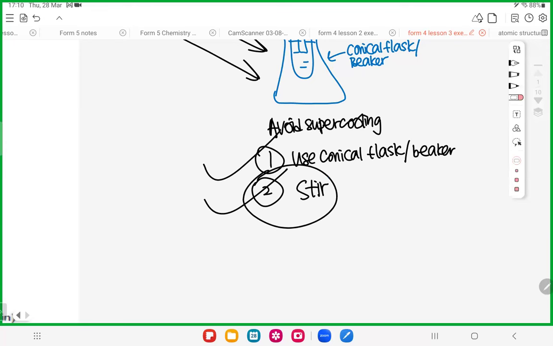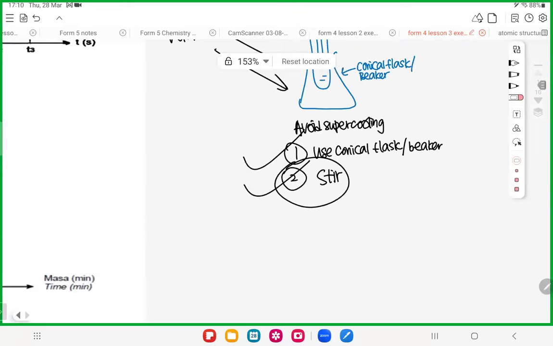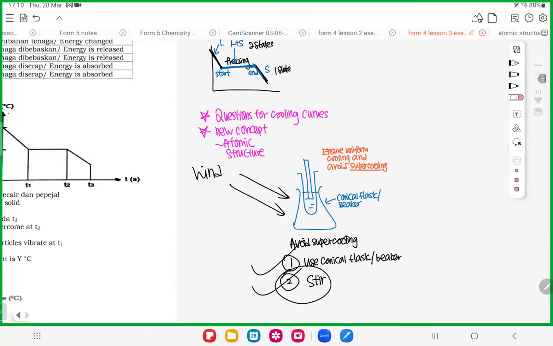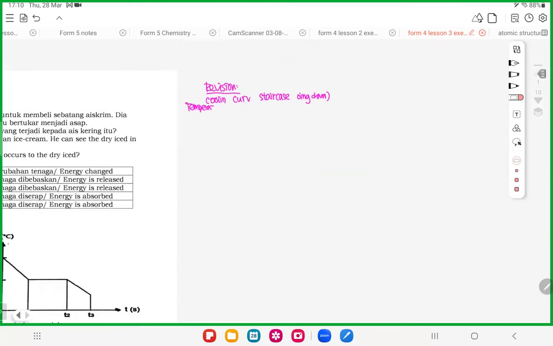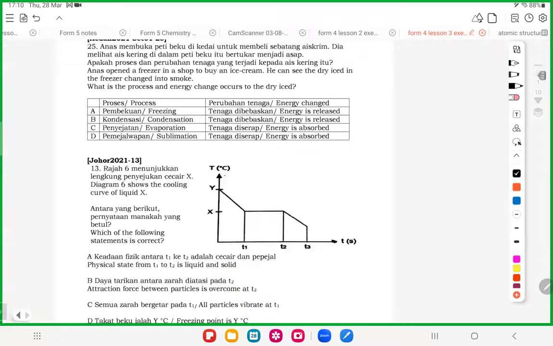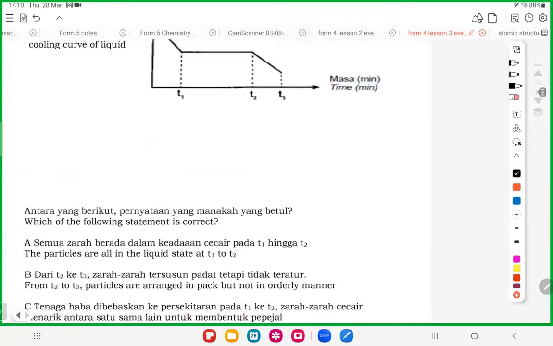Sometimes when you see a question with two correct answers, your job is no longer choosing the correct answer. Now your job should be choosing the best answer. All these things I covered in the last lesson. In the last lesson, I also told you what happened from one process to another process. Let's do a quick 5-minute revision, then we continue to do exercises.